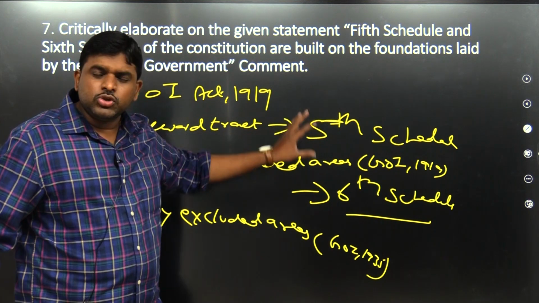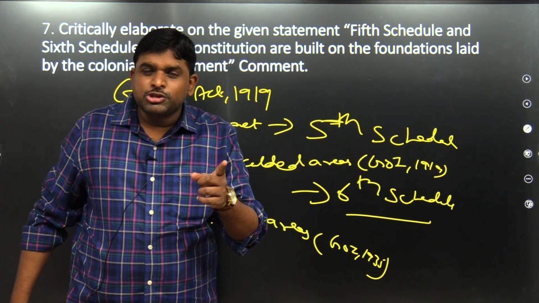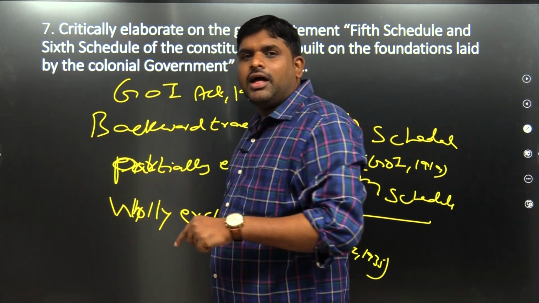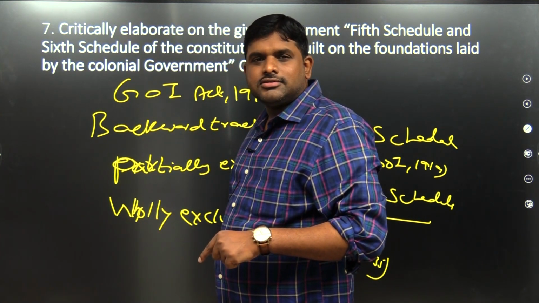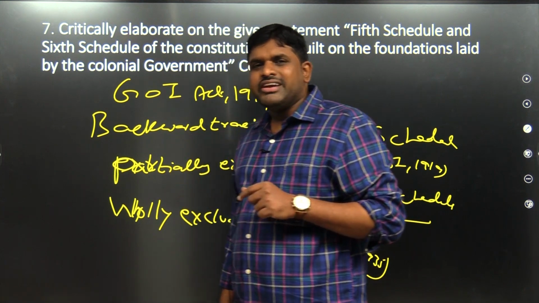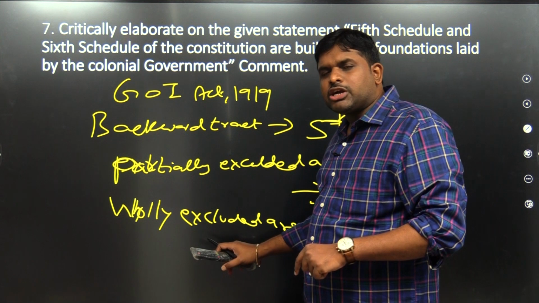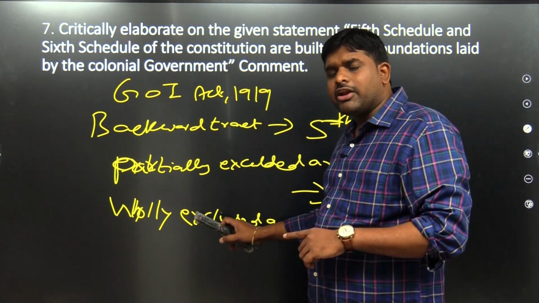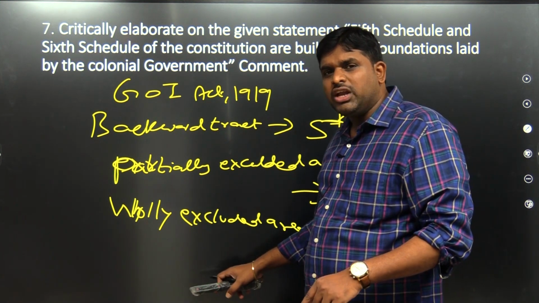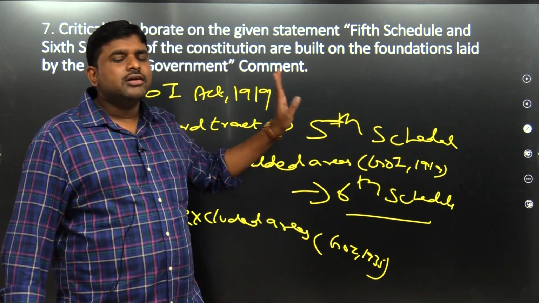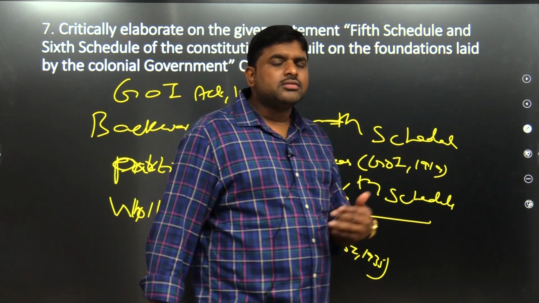So this 5th schedule and 6th schedule were not newly created in the Constitution. They are present in the Constitution because they were already present in British Indian governance, in the Government of India Act, by the name backward tract. It was already present in the Government of India Acts of 1919 as well as 1935. Earlier it was called partially excluded, then wholly excluded, then tribal area, Schedule 6, then scheduled area, Schedule 5. This you have to mention.